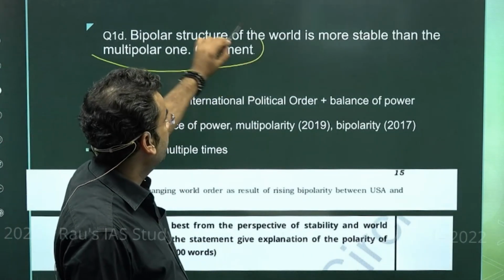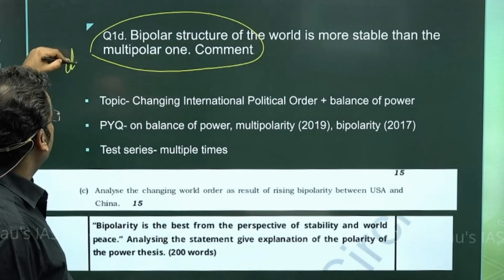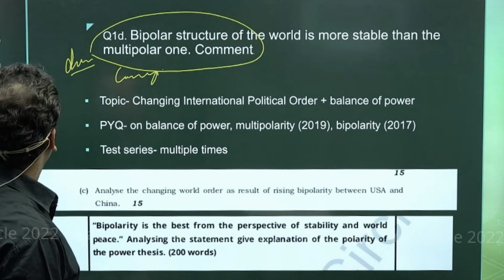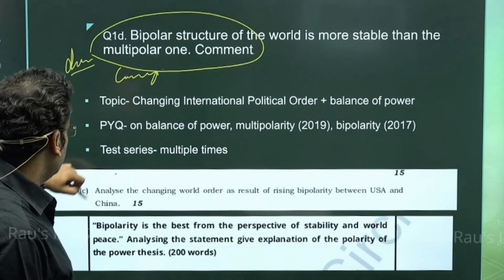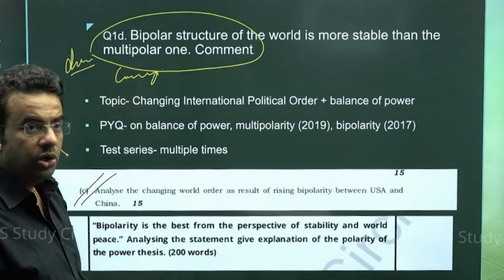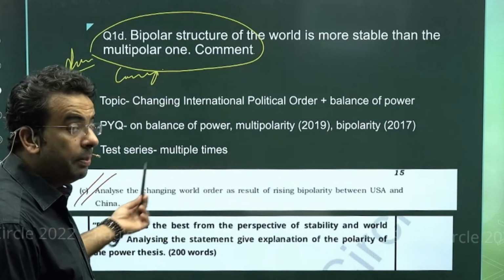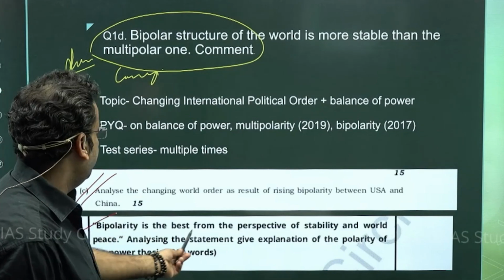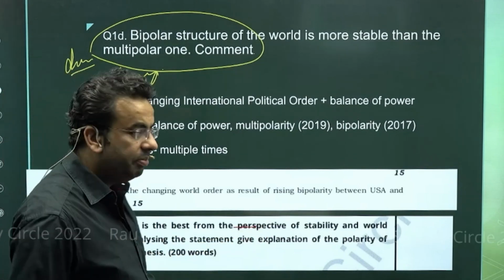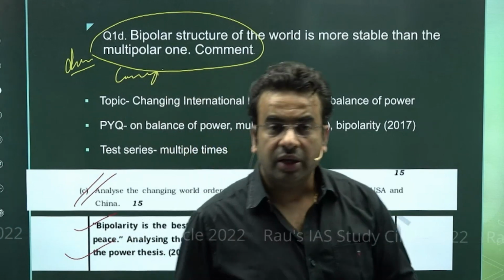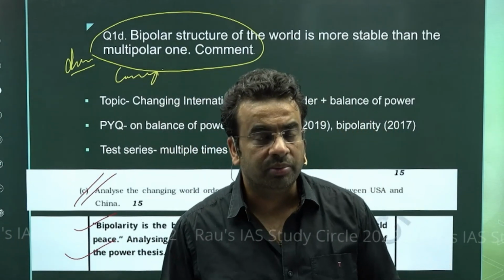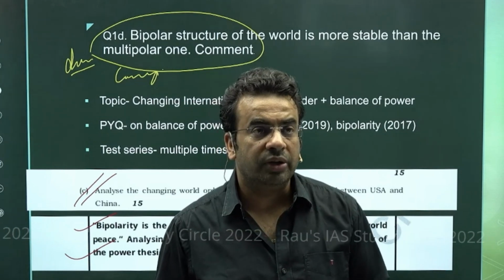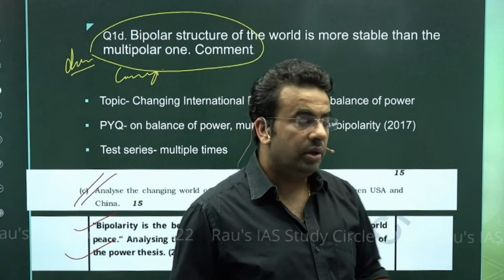Bipolar structure more stable than the multipolar. Direct and a very easy question from the concepts of IR. In our test series, the question was: analyze the changing world order as a result of rising bipolarity between US and China. Bipolarity is best from the perspective of stability of peace. So those who have read realism, neorealism, the views of Waltz, Mearsheimer: bipolar world is more stable than a multipolar world. Okay.